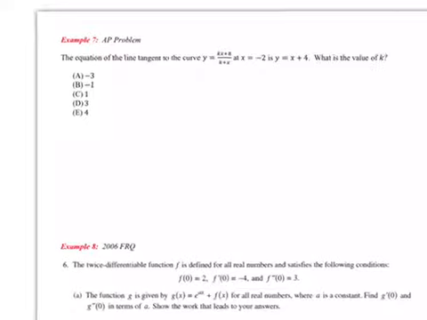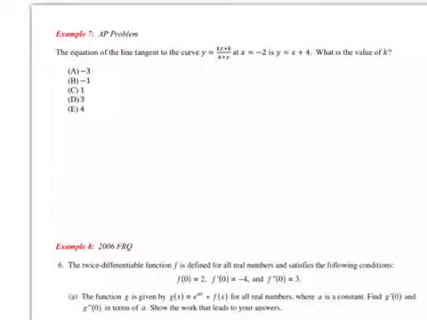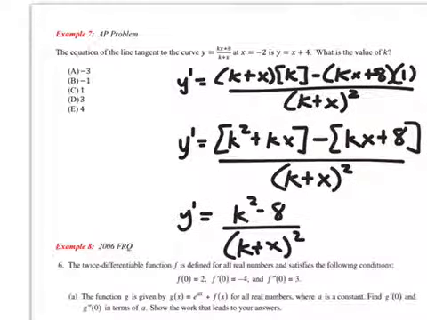The equation of the tangent line to the curve at x equals negative 2 is y equals x plus 4. What is the value of k? Alright, so I'm going to find the derivative of y. I'm going to find y prime. I'll be back with that answer in a moment. Alright, so I used the quotient rule here to find the derivative of this function, and it looks like our derivative comes out to be this.